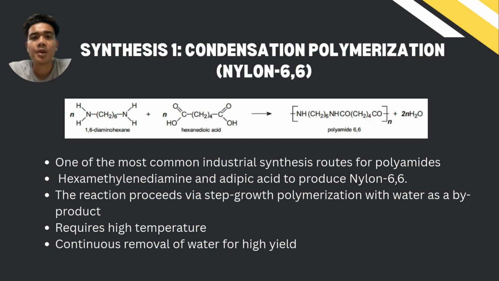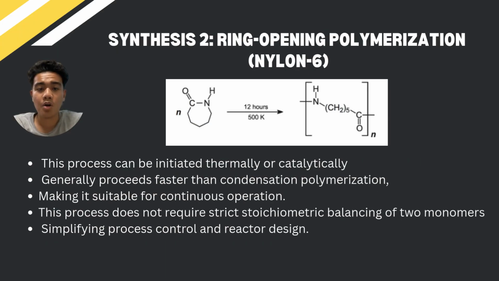This type of polymerization is typically equilibrium limited, meaning that the removal of water is essential to drive the reaction forward and achieve high molecular weight. As a result, condensation polymerization often requires high temperatures, extended reaction times, and additional separation steps to remove the byproduct water. Because of these requirements, the process can be more complex in terms of reactor design and operation. However, nylon 6 uses a different synthesis route.